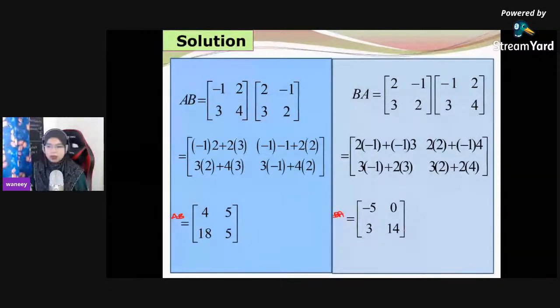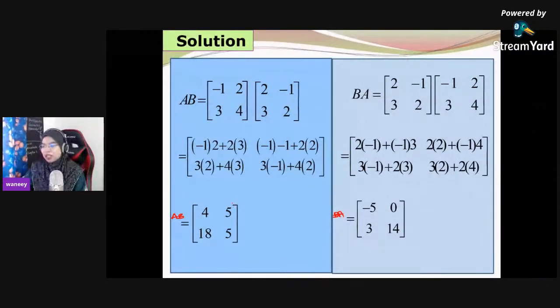So semua tak sama pun. Kalau ada sama satu pun tak boleh. Dia semua kena sama. Baru kita boleh equal.